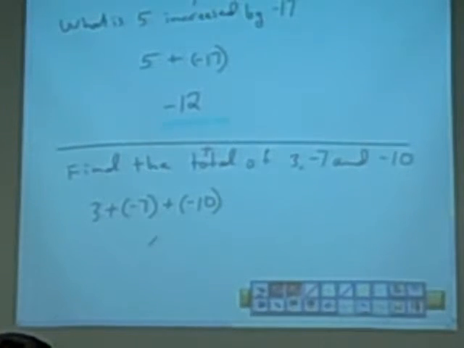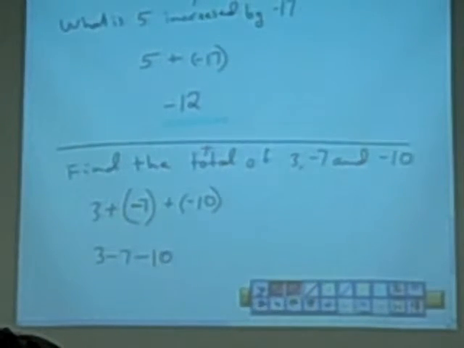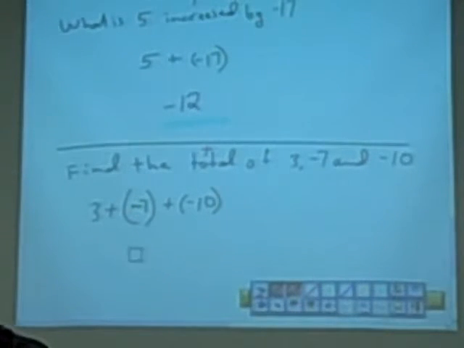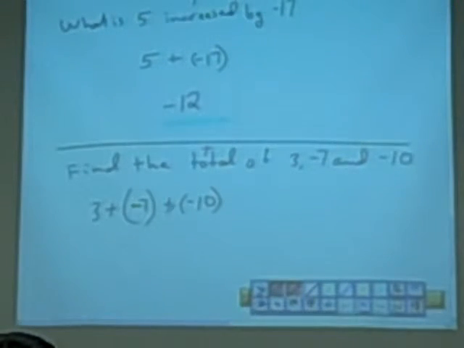And see, without the parentheses, students may get confused. Okay, now what is that? So it just makes it a little bit easier to see that. Now this is the equivalent to 3 minus 7 minus 10. But that's not what it's said to do here. But I'm just telling you that algebraically it's equivalent to the same thing. Or arithmetically it's the same thing.